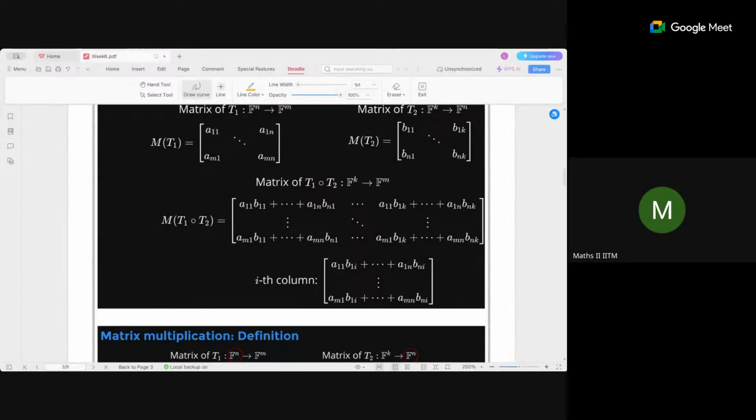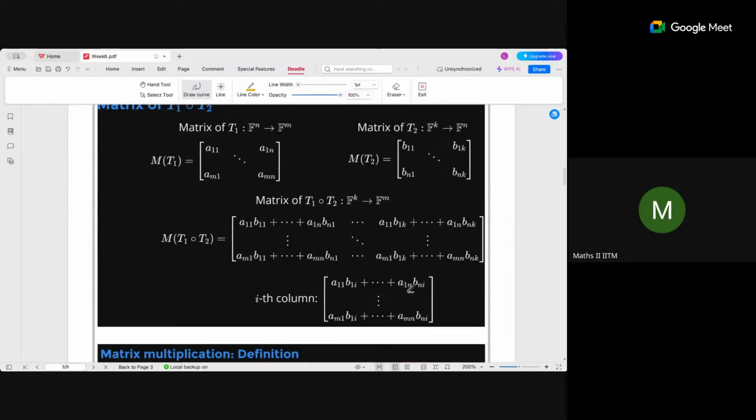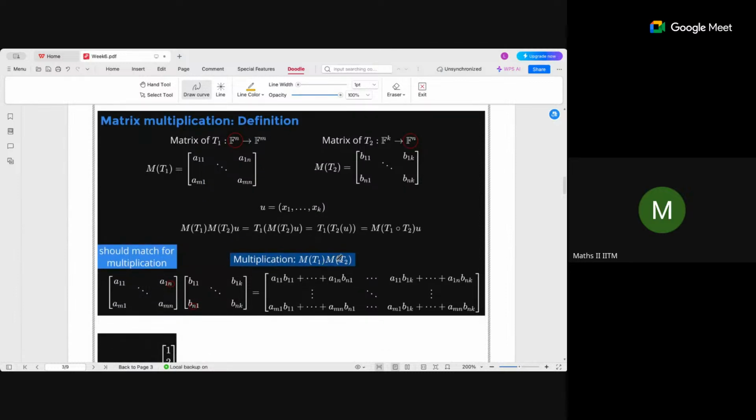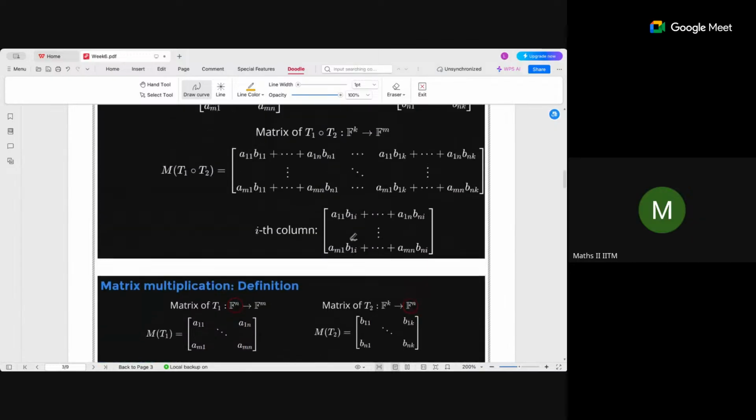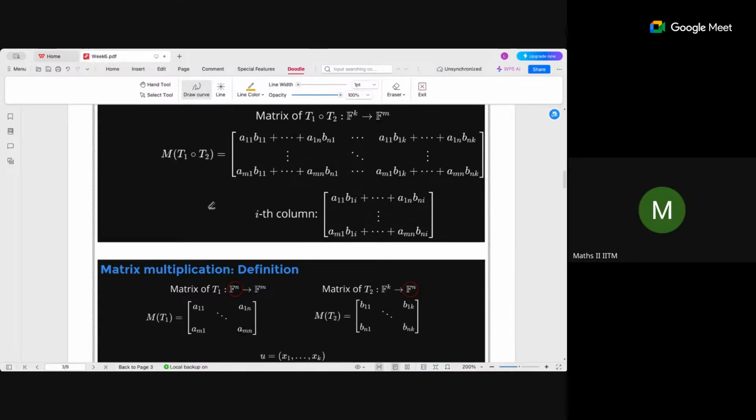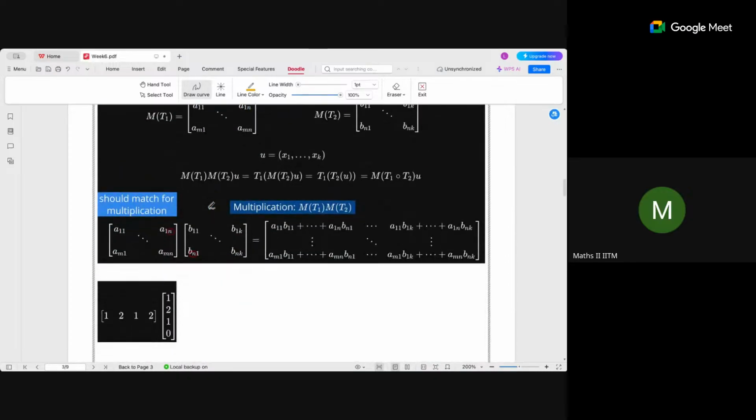Okay. So here what is it that we have understood? Matrix multiplication: M of T1 into M of T2 is the representation of the linear transformation T1 composition T2. So here M of T1 composition T2 is the same as M of T1 into M of T2.